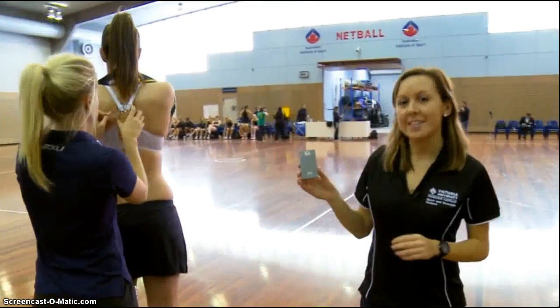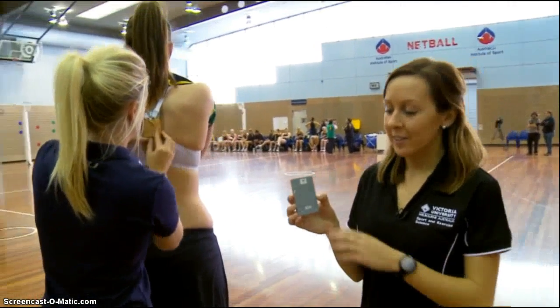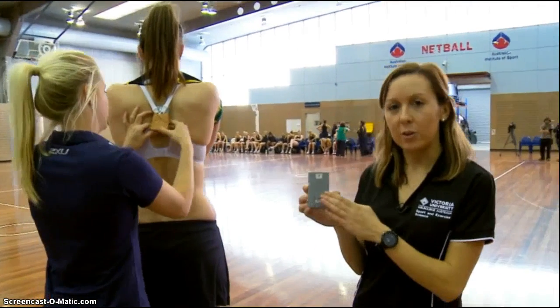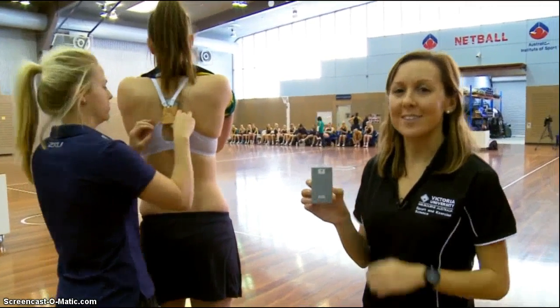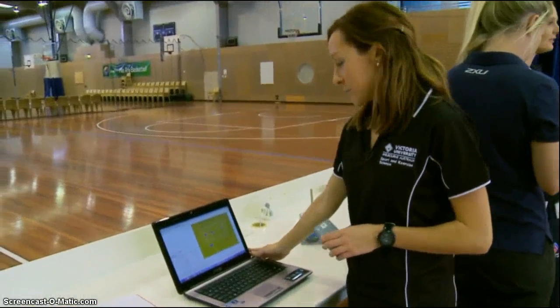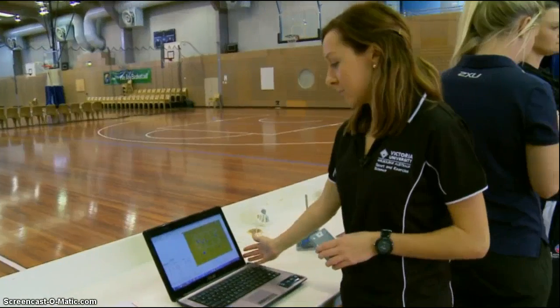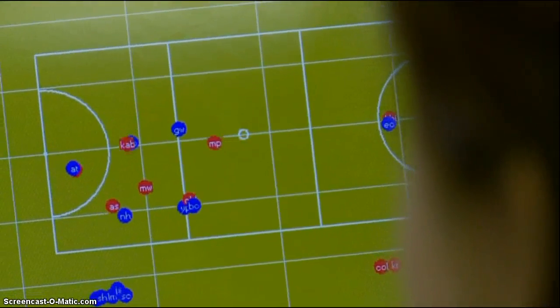So this is the tag that the athletes are wearing. Lauren's taping one on Kalia now. And these transmit the information on the girls' distance, intensity, running, velocity, and acceleration. So this is the data that's being fed live into my laptop, and here we can see where the girls are on court and get real-time information on their distance, high-intensity running, accelerations, and velocity.